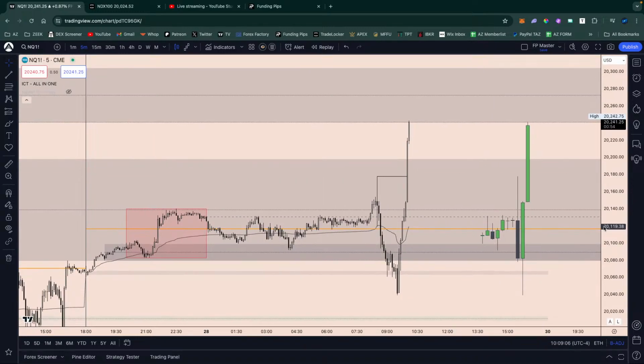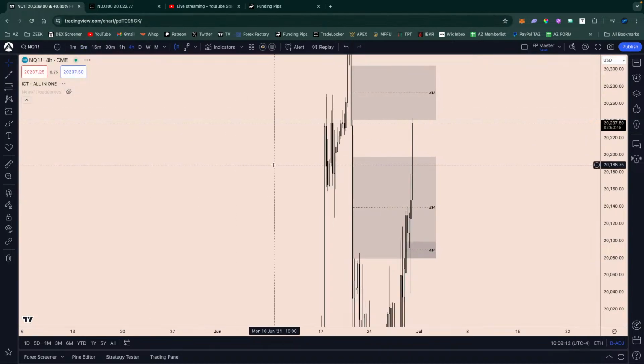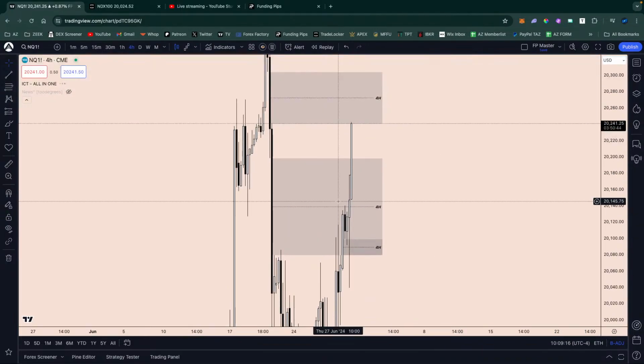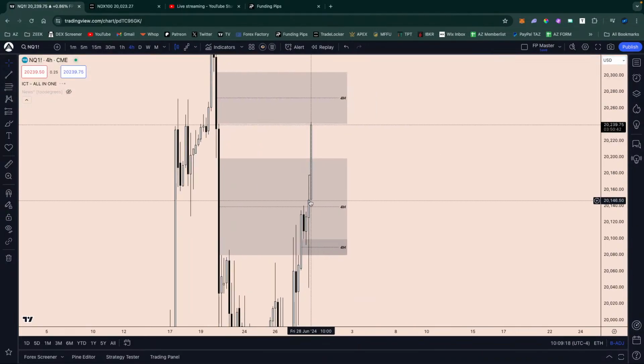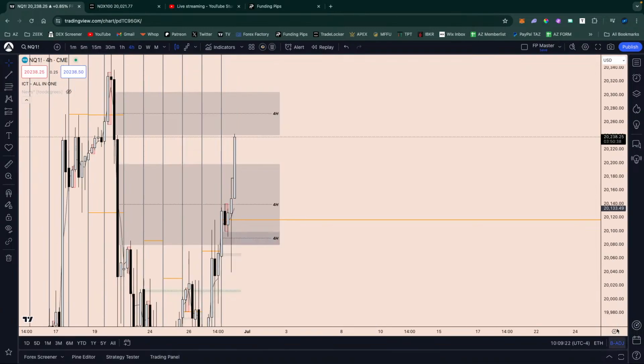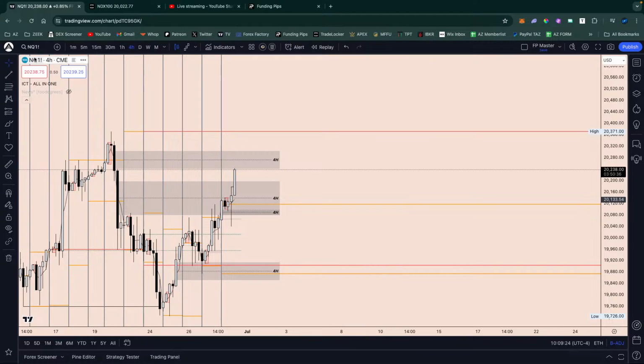But yeah, the session is kind of done, if you ask me. We just retraced into our highest 4 hour bearish fair value gap before we hit buy side. We still have the gap also on the 4 hour time frame. I'm talking about this gap right here. Typically, price likes to fill in those gaps.